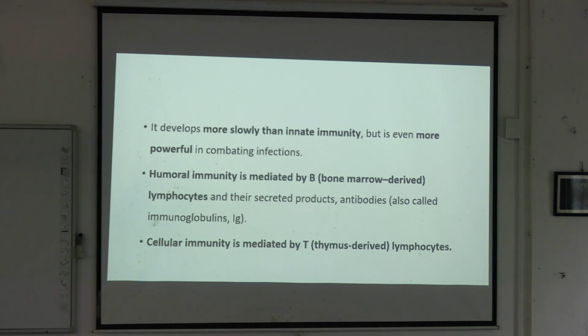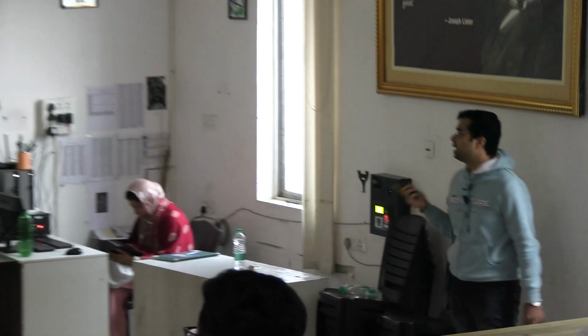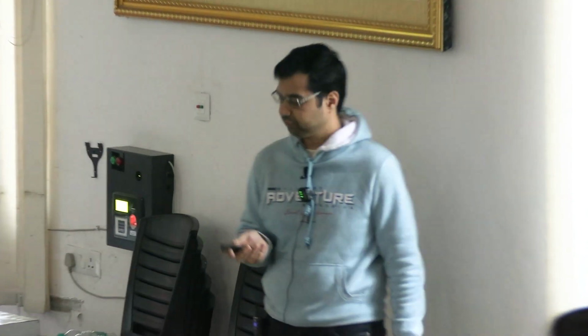Humoral immunity is mediated by B lymphocytes, where B stands for bone marrow derived. Their secreted products are antibodies, also called immunoglobulins. Cellular immunity is mediated by T lymphocytes, T for thymus derived. One is bone marrow derived and the other is thymus derived.